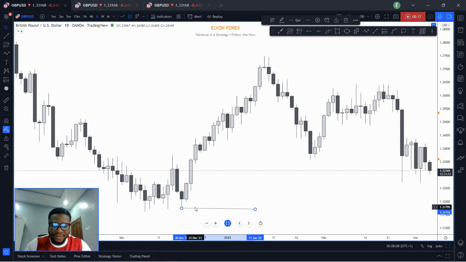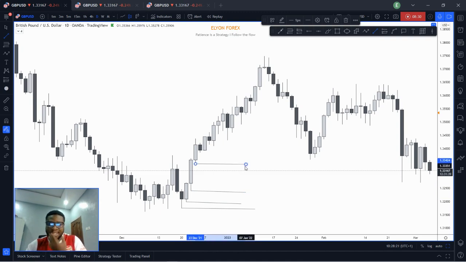So for example, we have this first low untouched. We also have this low untouched. We have this low untouched, this low untouched. Please forgive my lines, they might not be straight, but it does not matter. We have this low untouched, and this low untouched.